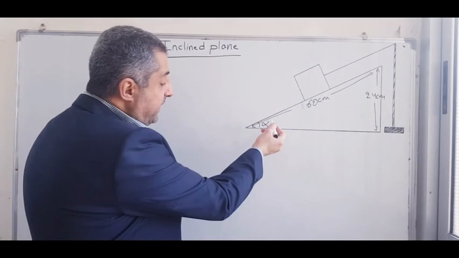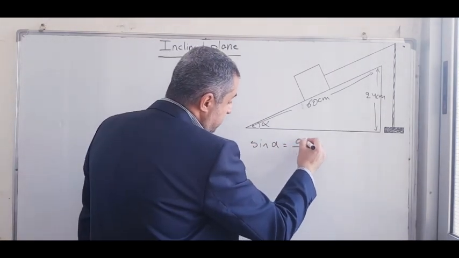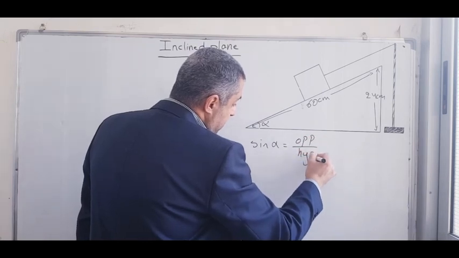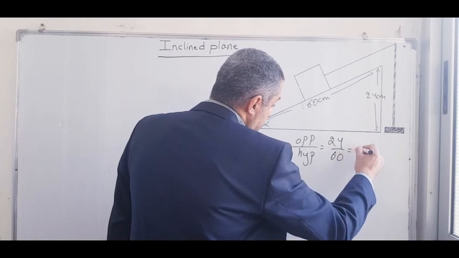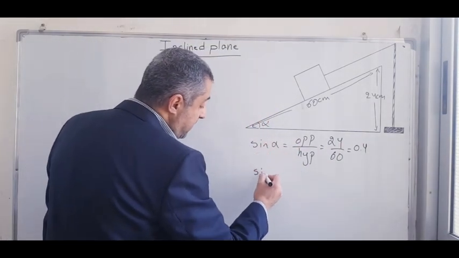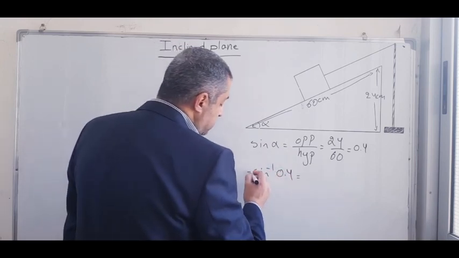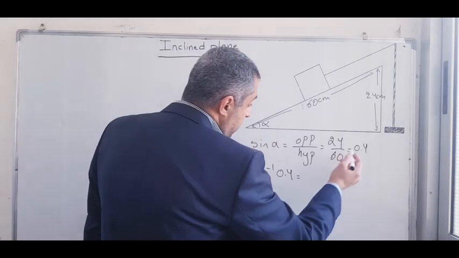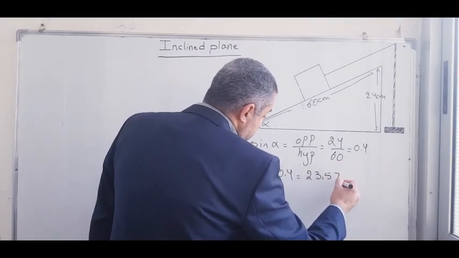To calculate the angle alpha, we write sine alpha equal opposite over hypotenuse, which is equal to 24 divided by 60, equal 0.4. To find the angle alpha, we find sine minus 1 of 0.4, which is equal to alpha. Alpha is equal to 23.57.